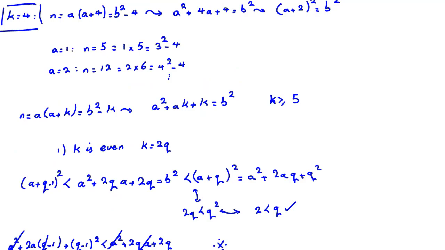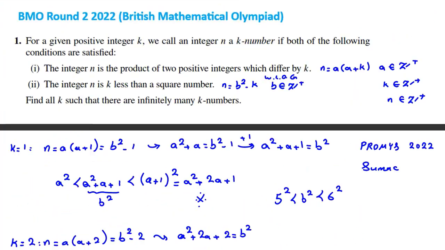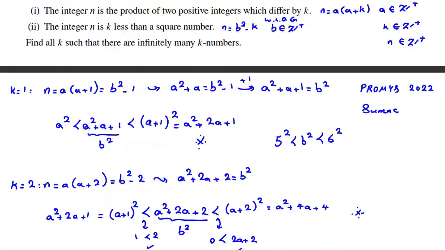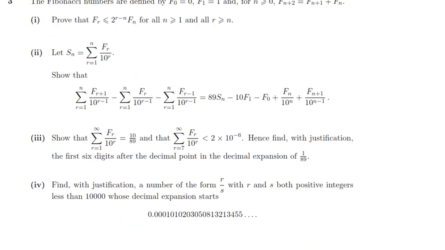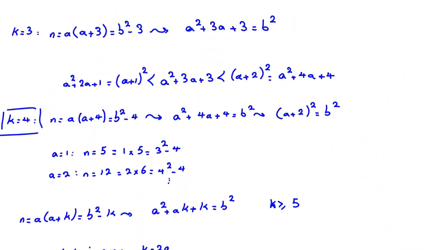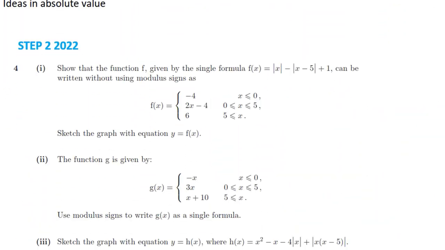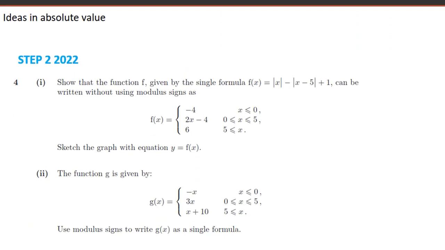So the only k that is good is k = 4. Okay, we've solved one problem from this idea, and as I told you, I solved this problem in my channel. You can see my previous videos. Next one, ideas in absolute value.